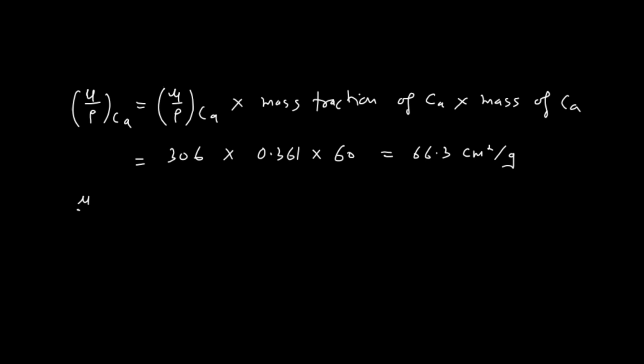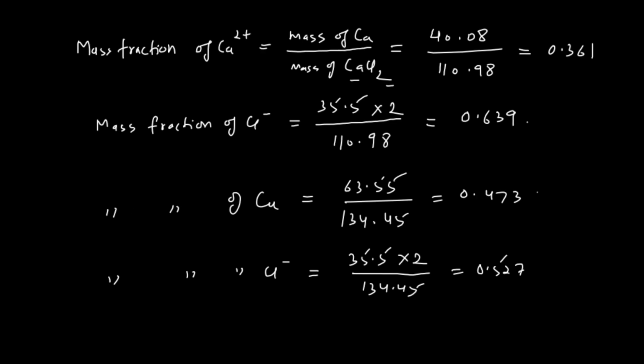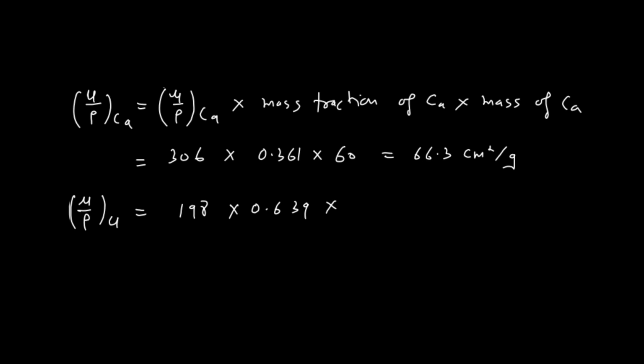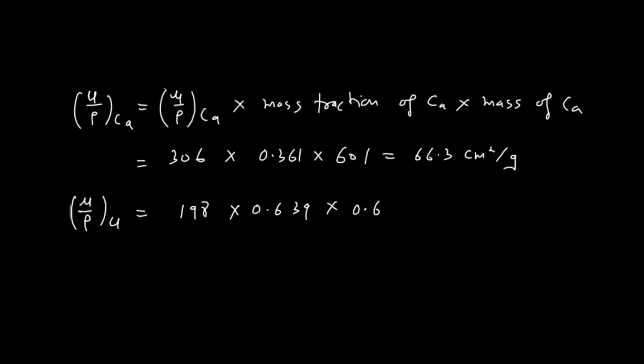Then you can calculate for mu by rho of chloride, and its mass absorption coefficient is given as 198. We'll use the same formula, and 0.639 you have calculated in the last slide, multiplied by 0.6. This was your 60%, and 60% can be written as 60 by 100. That will give you 0.6. That's why it is there. And the value will be 75.9 centimeter square per gram.